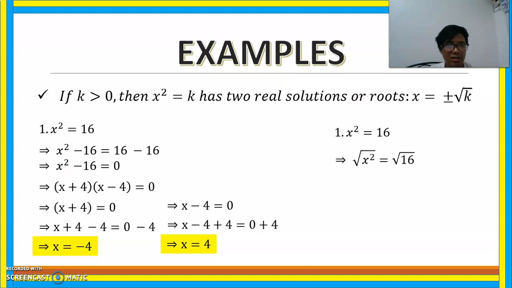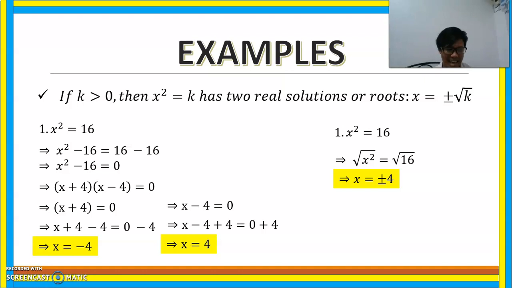Square root of x squared equals square root of 16. So the square root of x squared is x, while the square root of 16 is positive and negative 4. Okay? Positive and negative 4. That's it. We have the same answer, but in this case, we applied extracting square root.